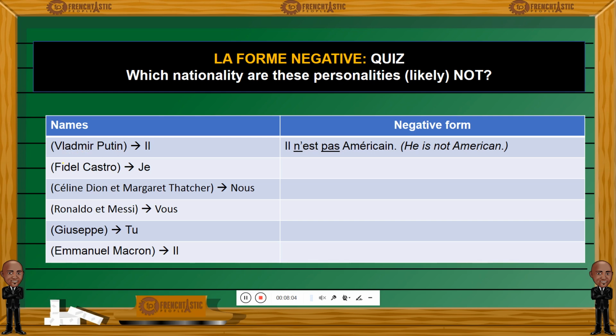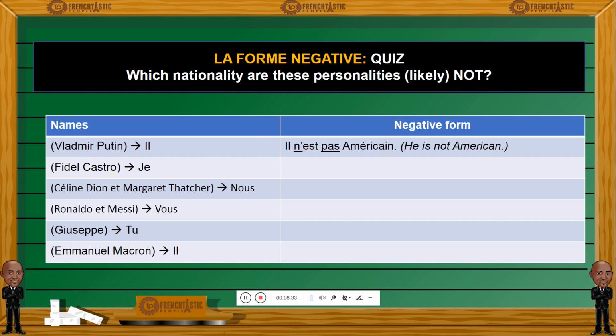Let me take an example. Vladimir Putin. Il. And I give you here a solution. Il n'est pas américain. So, he's not American, right? I would like you to use a statement in a negative form to say which nationality they are most likely not. So Vladimir Putin is obviously not an American. Il n'est pas américain.